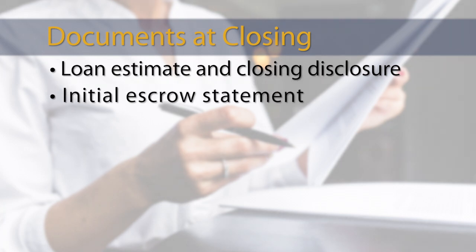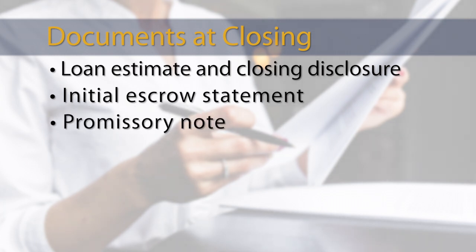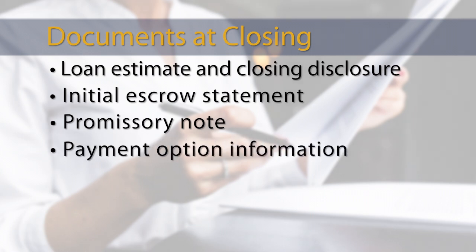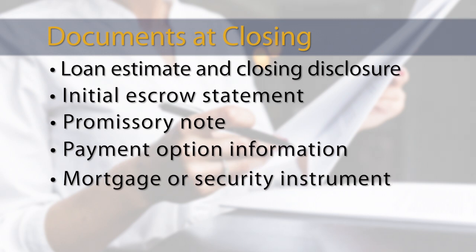Initial escrow statement identifies the costs the lender needs to pay from your escrow account. A promissory note is the document that describes your loan. You may want your mortgage to be automatically deducted from your bank account. A mortgage or security instrument explains your rights and responsibilities as a borrower. With the mortgage, the lender has the right to foreclose on your house if you do not make payments.